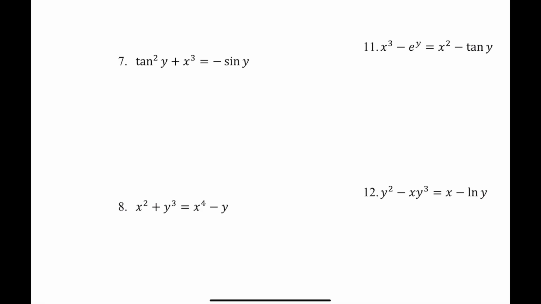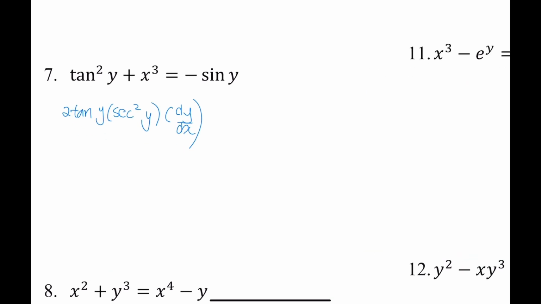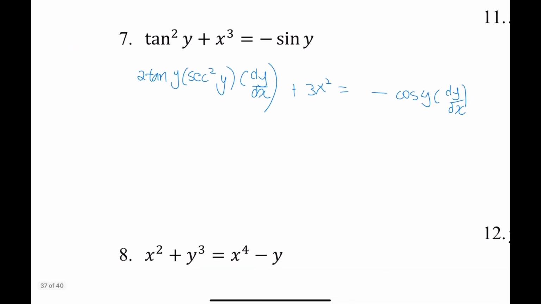Okay, number 7, we have tangent squared y plus x to the third equals negative sine y. So we can do tangent y and then secant squared y and then dy over dx, right? Chain rule. And then plus 3x squared equals negative cosine y dy/dx.